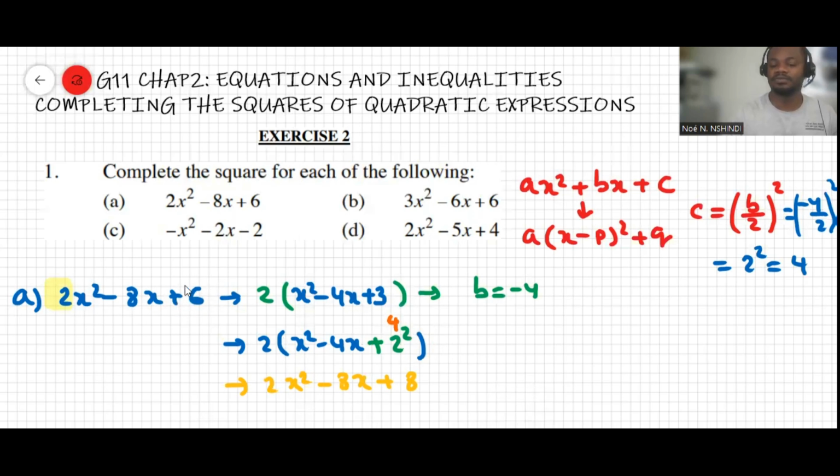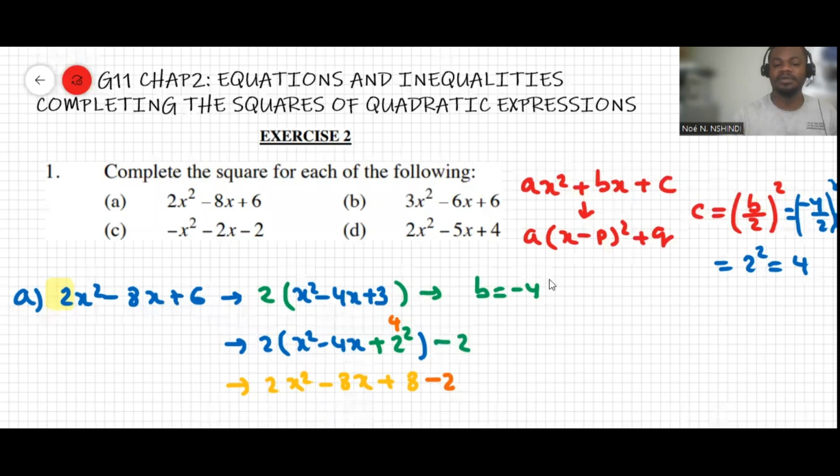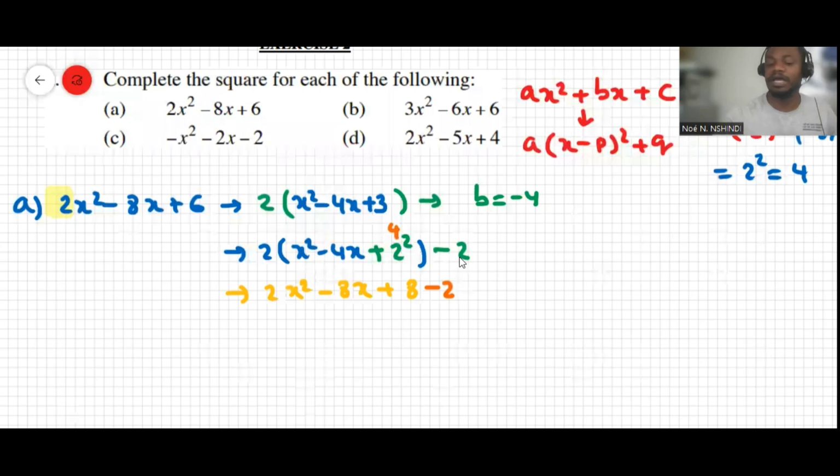So what can I do? I must minus 2 here in order to have 6. So I must do the same there. I minus 2 there. Now I can say this is the completed square. I am going to take the bases. The yellow was just for illustration. Let's look at what is in the blue and green here.